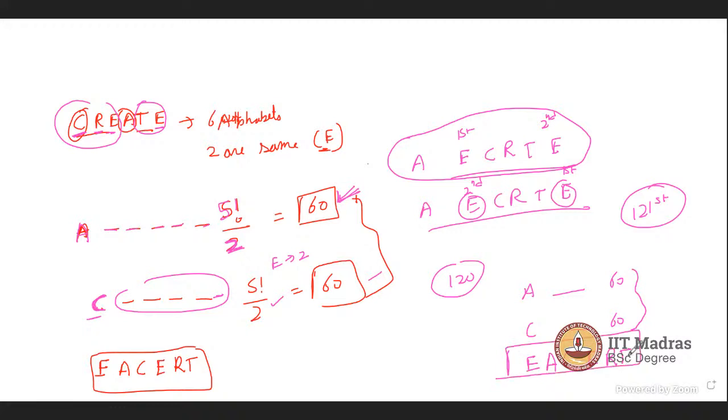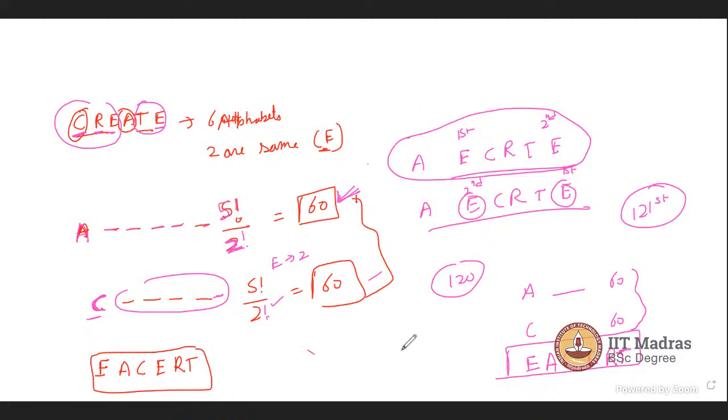Suppose E has occurred 3 times, 3 E's are there, then divide by 3 factorial. Sir, then divide by 3 only, na? No, 3 factorial. Here also there is 2 factorial, but 2 factorial is 2, so I just wrote 2. Okay, sir. I think this one is clear, right?